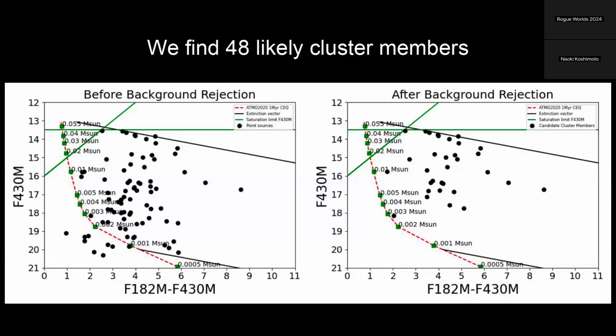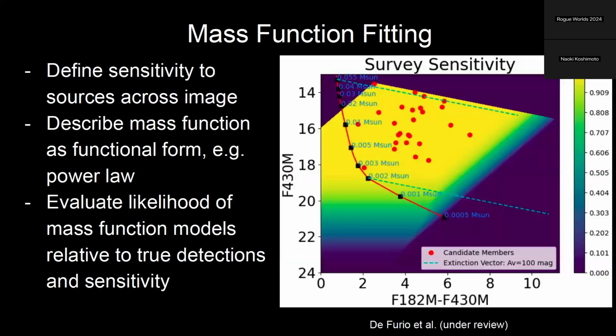But we want to define the mass function. So now we have our list of likely cluster members, and we can characterize the mass function in this region. We do that with this Bayesian analysis we came up with to fit a model mass function to our observed data in color magnitude space.